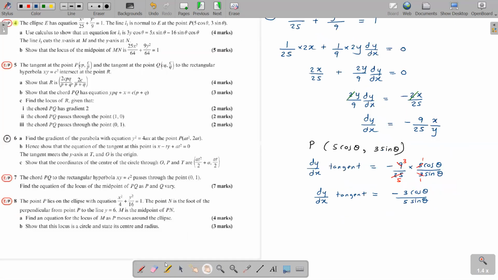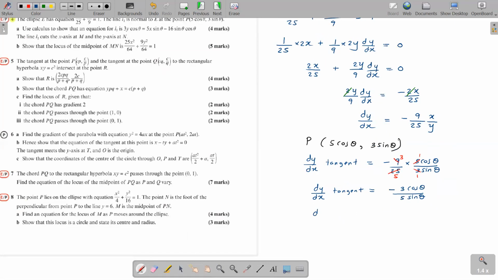So dy by dx of the normal means what? Tangent and normal are perpendicular, so you can switch the sign and take the reciprocal. Basically, the gradient product is minus 1. So minus becomes a plus. It's 5 sin theta over 3 cos theta.